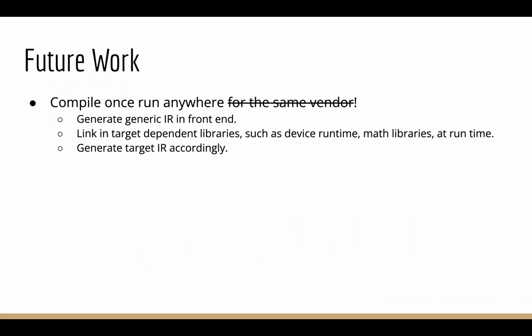In the future, we are going to have real portability. We no longer just compile once and run anywhere for the same vendor. We can compile once and run for any vendor, for any architecture. Instead, in the front end, generic IR will be emitted instead of the target-dependent LLVM IR. With the device math libraries Joseph mentioned before, we will link all those target-dependent libraries at JIT time, device runtime and math libraries, and then generate the target IR accordingly and go through the whole pipeline later.